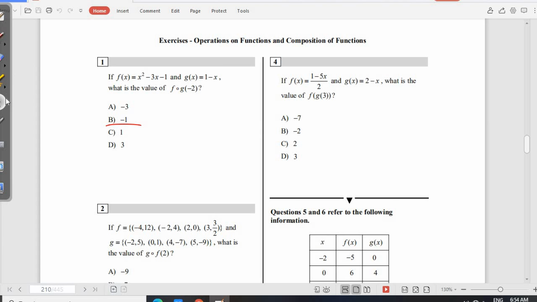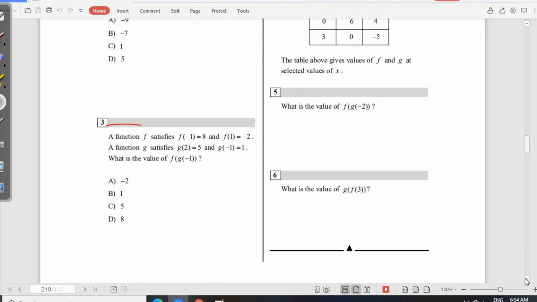So you can use any of the methods to solve it and you'll be correct. Let's go to question number 3. A function f satisfies f of minus 1 equal to 8 and f of 1 equal to minus 2. A function g satisfies g of 2 equal to 5 and g of minus 1 equal to 1. What is the value of f of g of minus 1?